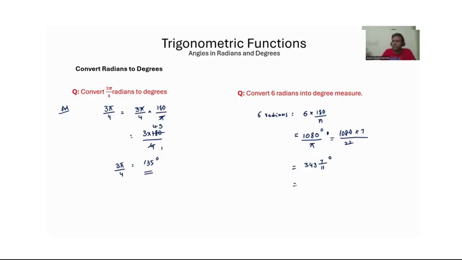If you want to convert this into minutes and seconds, that also we can do, because we know 343 degrees. So we can write this as 343 degrees plus 7 by 11. For 7 by 11, 1 degree is 60 minutes, so if I simplify this I will get 343 degrees plus 38 minutes. And then I will be left with a fraction, that is 2 by 11.